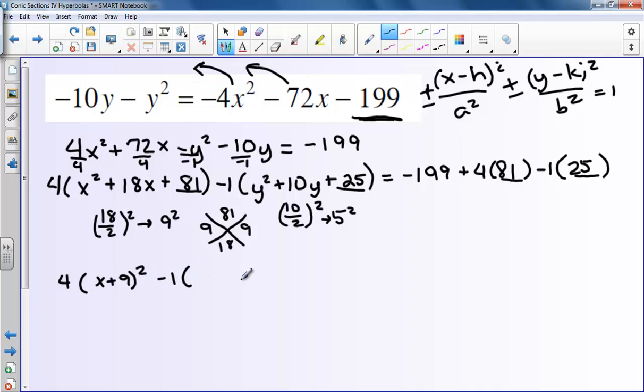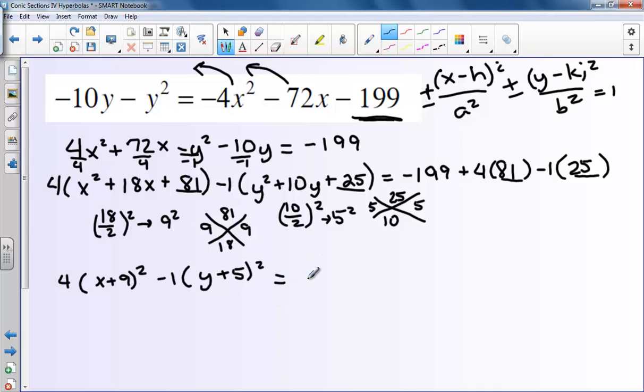minus 1, and then let's factor here. So a times c is 25. And just remember, this is a in front here, this is b, this is c, and my b here. And the square root of 25 is 5. So I know that 5 times 5 will give me 25. And I want a positive 10, so I'm using y plus 5 twice.